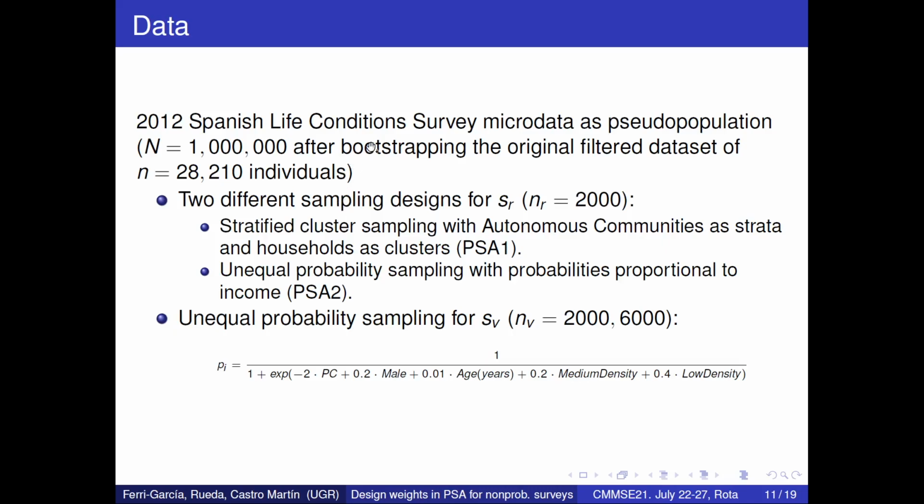We considered two situations for the reference sample: a stratified cluster sampling design, which was dependent on the autonomous communities and the households, and an unequal probability sampling, which was dependent on the outcome. This design allowed us to evaluate the behavior of the estimators under complex survey designs. For each case, convenience samples were drawn with unequal probability sampling according to this formula, which takes into account the age, the computer accessibility of the household, the gender, and the population density.